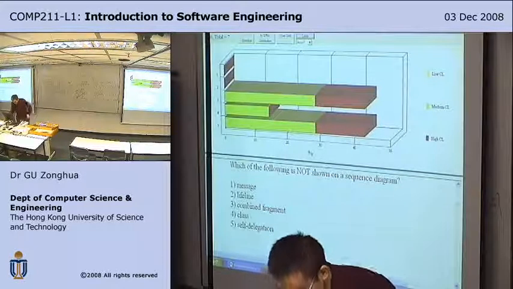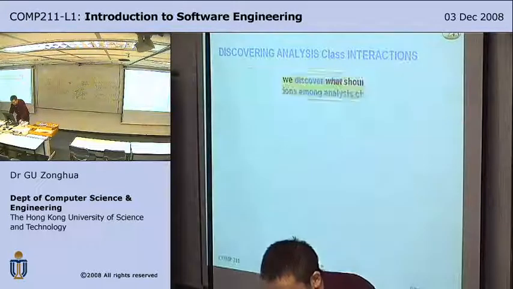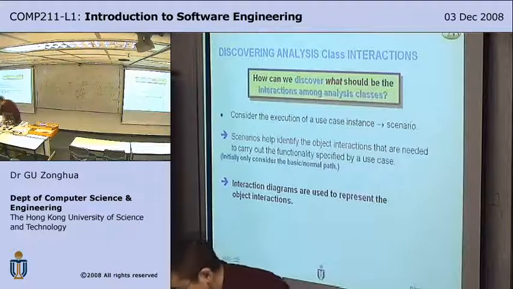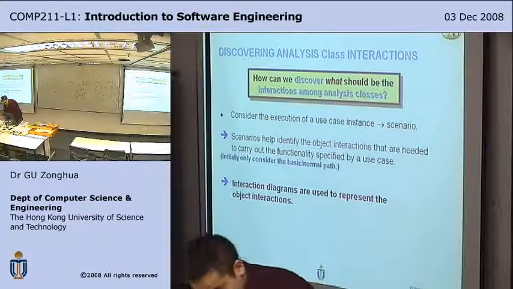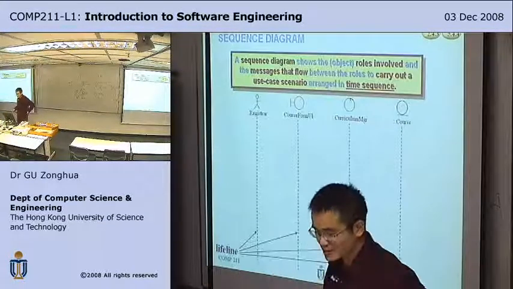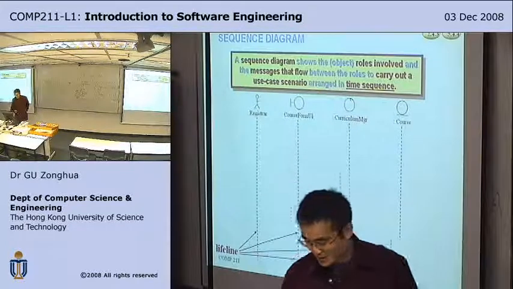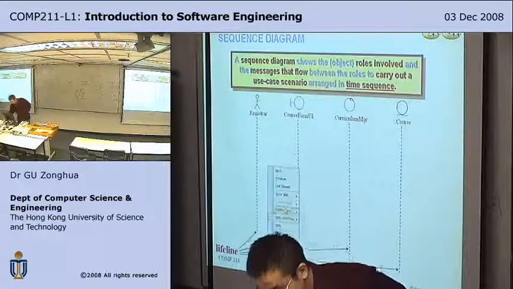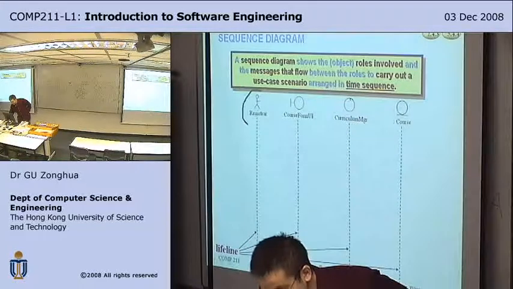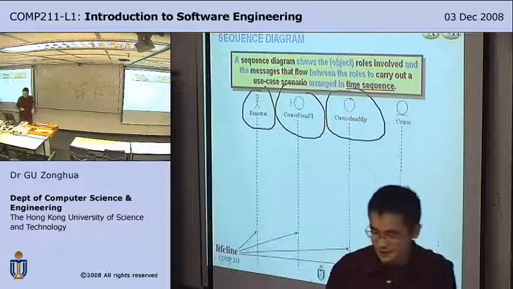This is very tricky. So 4 is not shown. Hold on. So a sequence diagram shows the object roles involved. Therefore, these here, these are object roles.